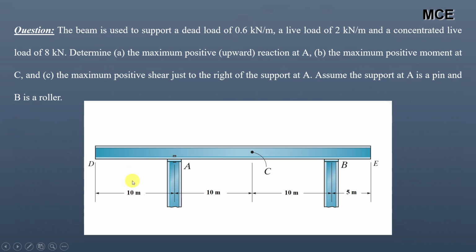You can see we have a simply supported beam of total span 35 meter. There are two overhangs for this beam. The support at A is a pin and the support at B is a roller.